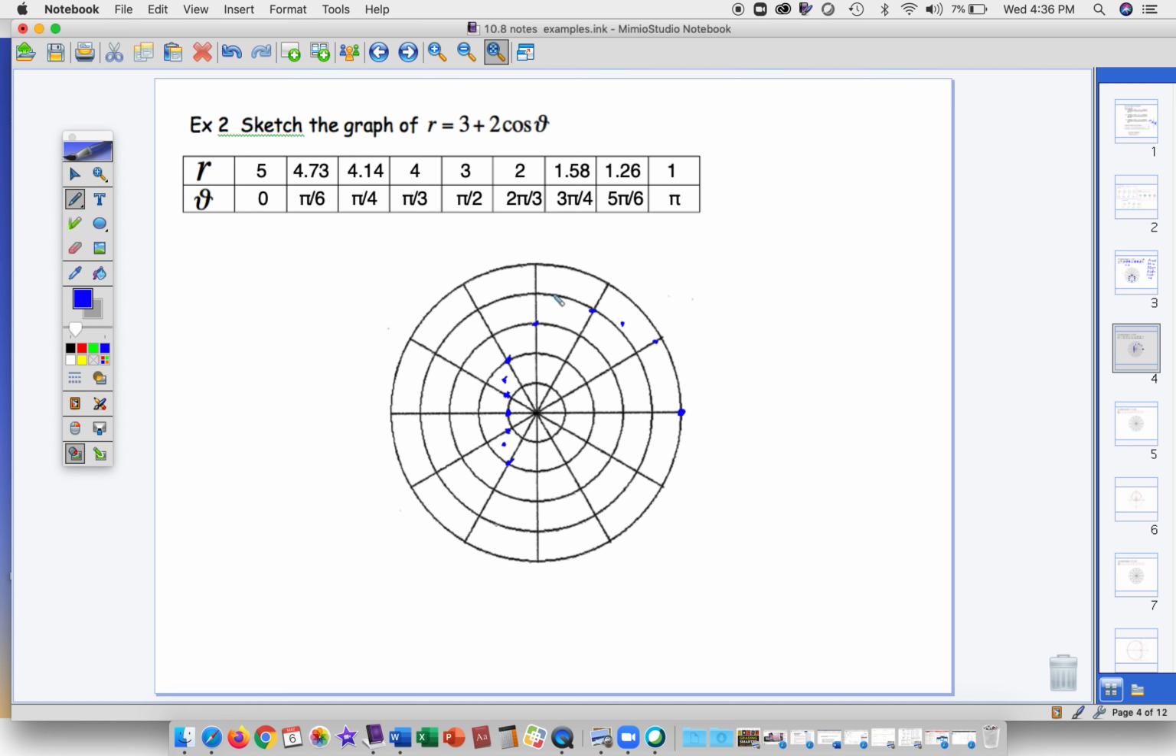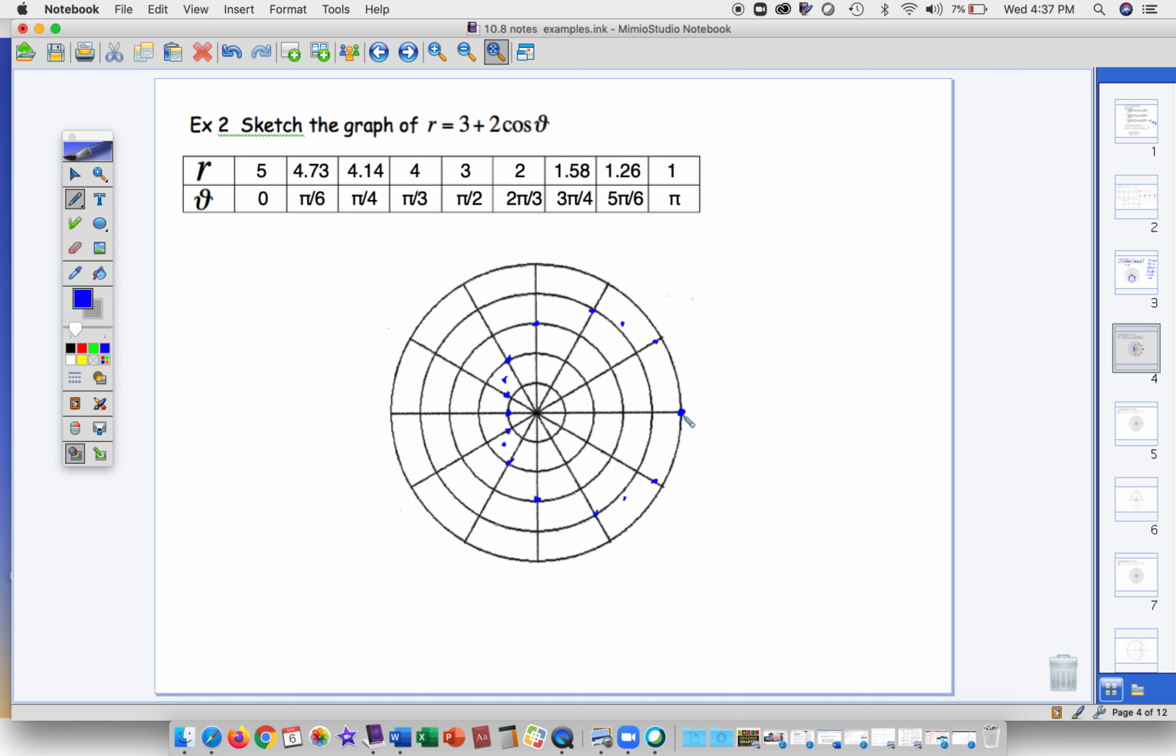And then I'm at 3. And again, flipping this point over the axis. And then I'm at 4. And then just beyond 4. And then almost to 5. And then back to 5.